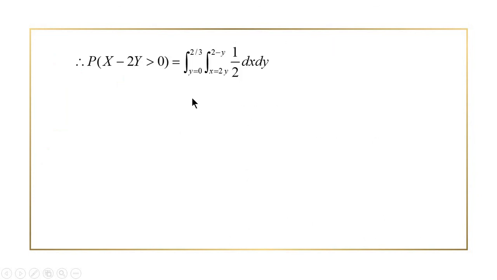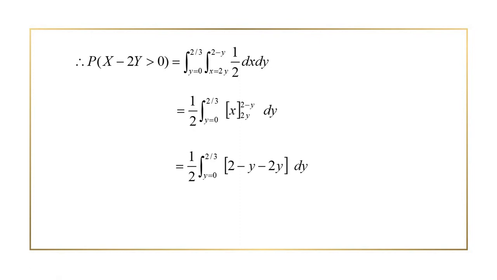We are going to evaluate this probability by integrating the joint PDF using those limits. Since the limits of x and y are not both constants, we have to integrate them one by one. Since x goes from 2y to 2 minus y, that means x depends on y. So you have to integrate with respect to x first and then with respect to y. After integrating with respect to x and substituting the limits, you will be left with a single variable. You can use a calculator because the limits are constant. You get the answer as 1 by 3.